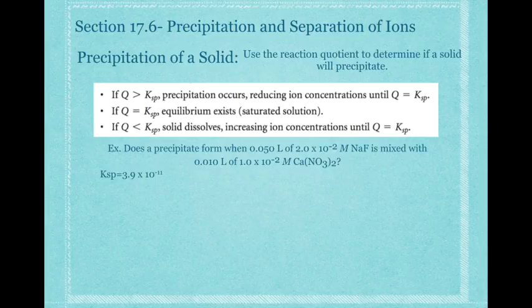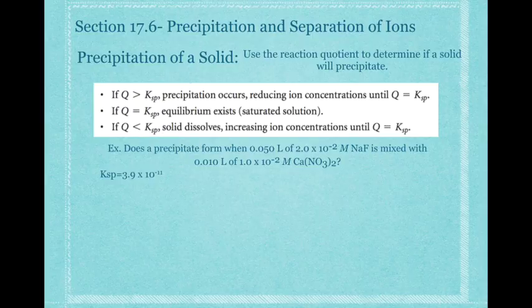So let's look at an example here. It asks you if a precipitate forms if you have a specific amount of sodium fluoride and a specific amount of calcium nitrate mixed together. Your first task is to identify what ionic solid could precipitate out. Keep in mind any compound with a group 1 metal like sodium or any compound with nitrate are not going to form solids. They're always soluble. So the only two ions that could form a precipitate would be calcium and fluoride.